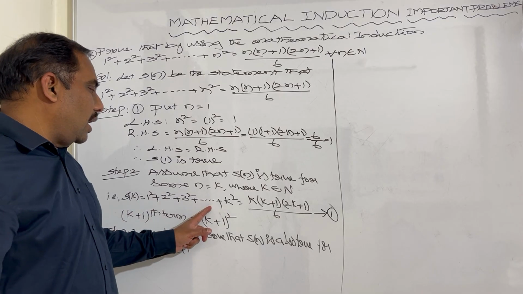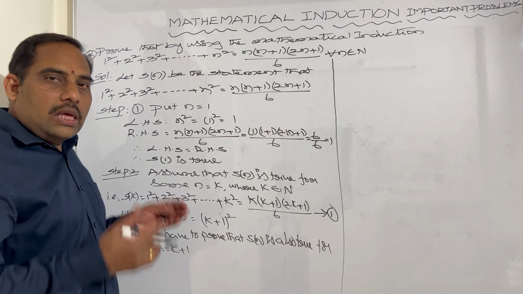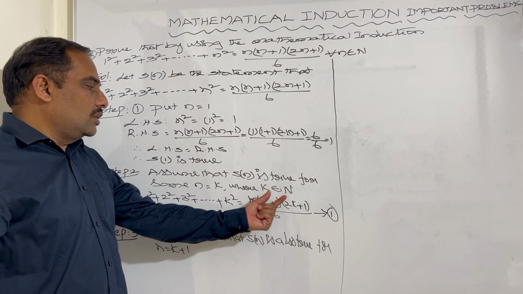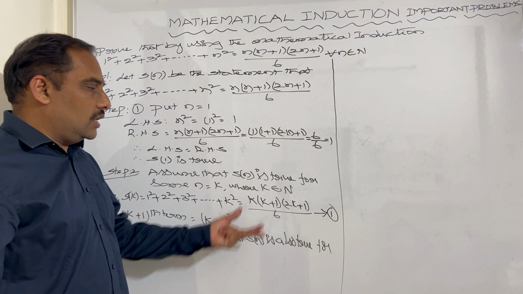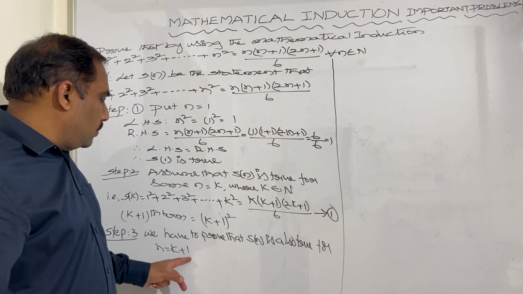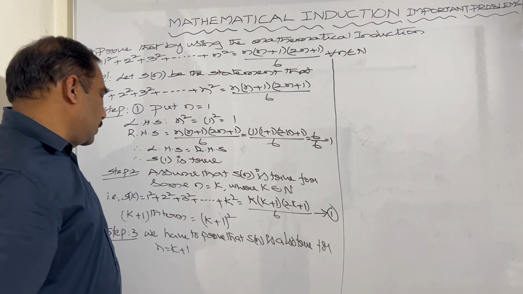In the S of k, wherever k is there we have to get k plus 1. If you get k plus 1 wherever k is there, then we can say that the given statement is also true for n is equal to k plus 1, or simply we can say S of k plus 1 is also true.